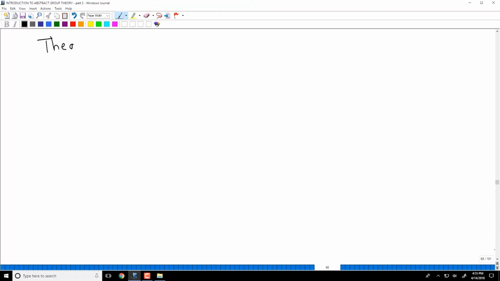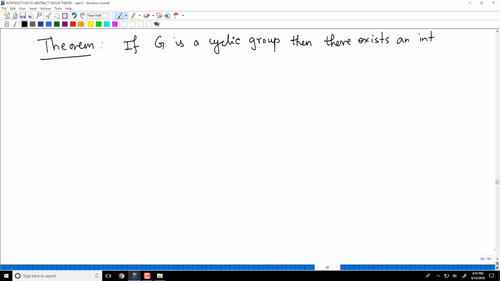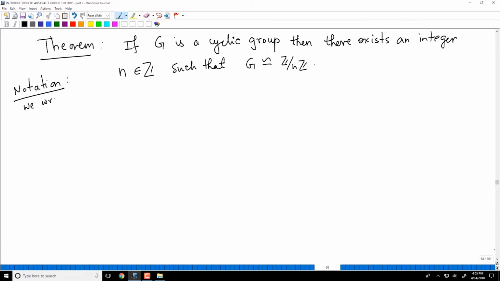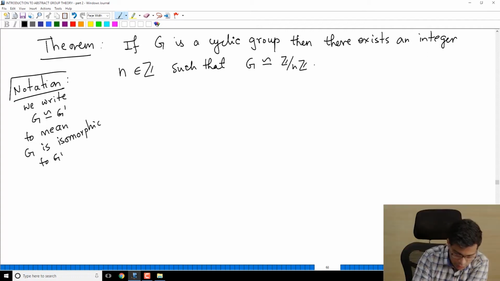So let me prove this theorem. If G is a cyclic group, then there exists an integer n such that G is isomorphic to Z mod nZ. Let me remind you of my notation: we write G with this symbol to mean G is isomorphic to G prime.